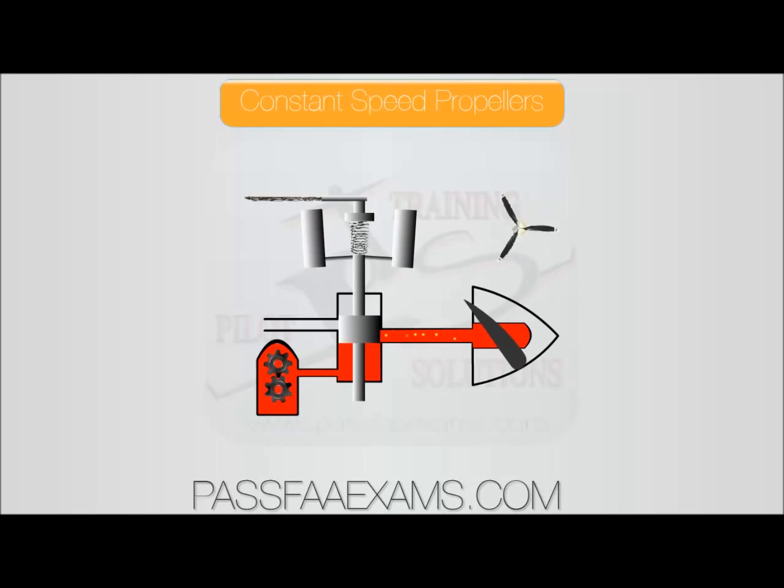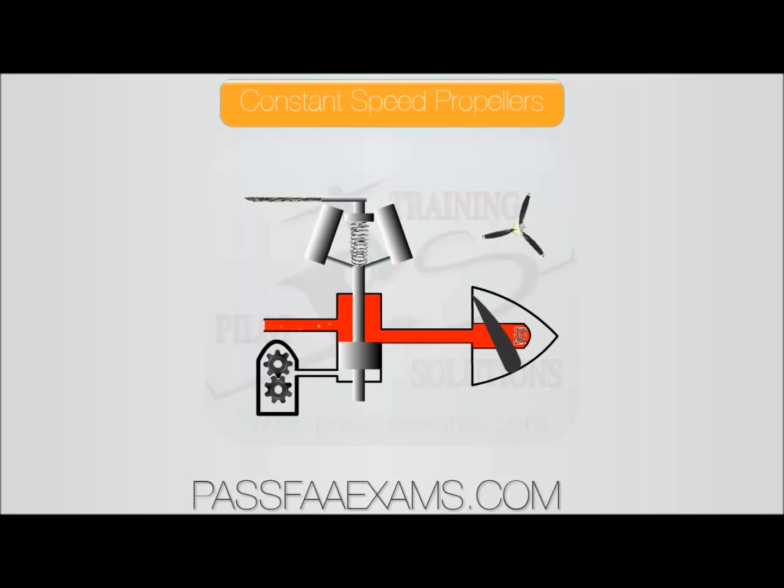A higher angle of attack means more drag is exerted on the propeller, which will slow down and in turn slow down the engine. The flyweights go back to their neutral position and the RPM stabilize back at their previous speed. The opposite happens if for some reason the propeller slows down, say you pitch up.